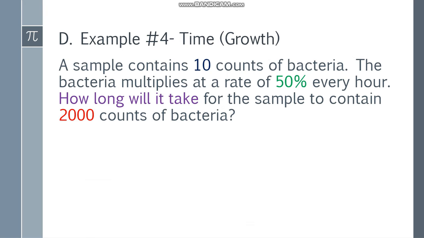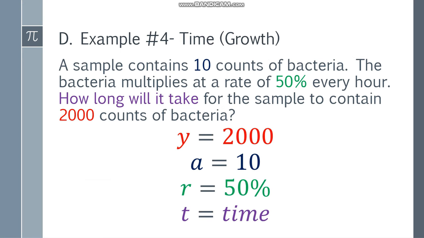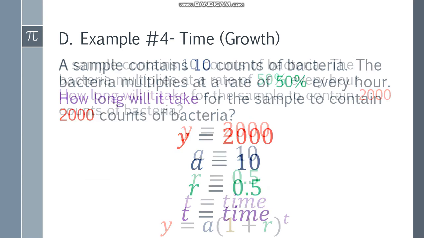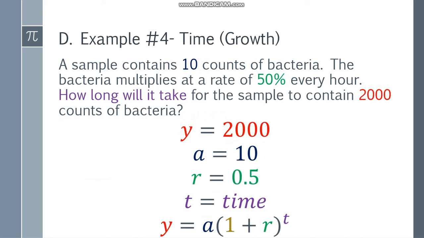So it started around 10 counts. Now we want to know how long will it take for it to become 2,000 if the rate is 50% every hour. Let's place the given. Y is equal to 2,000, A is equal to 10, R is equal to 50%, T will be time. So change the 50% to decimal form, that will be 0.5. And place the formula, Y is equal to A times the quantity 1 plus R to the T power.